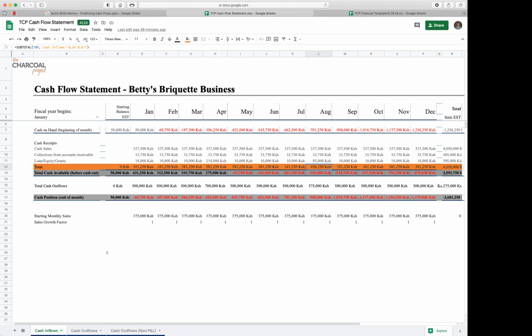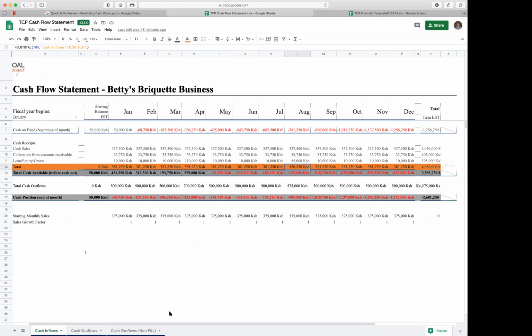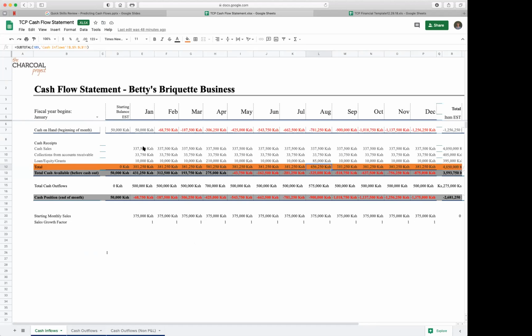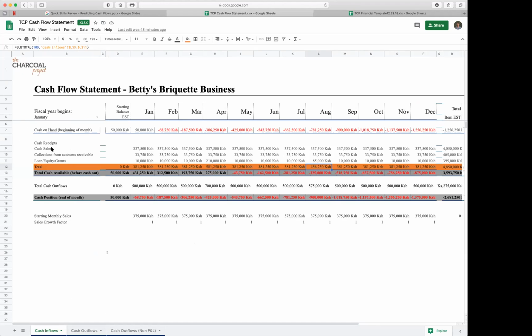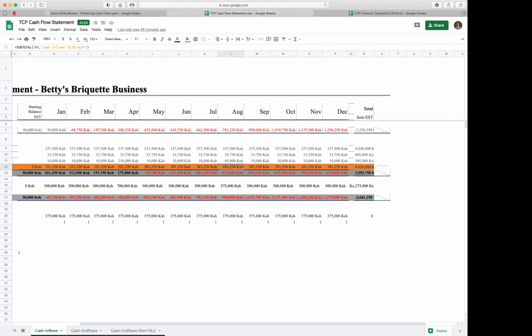The first tab is cash inflows, and again, you're just going to go to cash receipts, and this is cash from sales. This is not total sales, because if you're giving terms to people, then you just want to show what you're collecting that month. So in this case, Betty was giving 10% on account. Each month she only receives 90% of her sales, but then she receives 10% from last month.